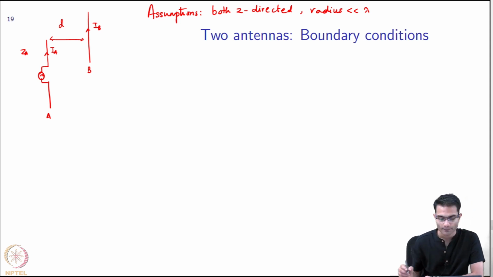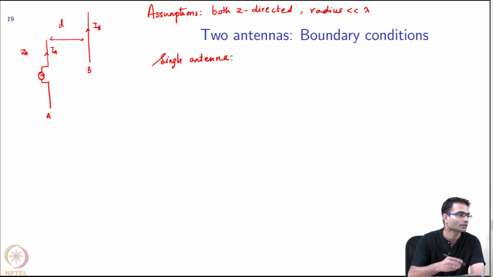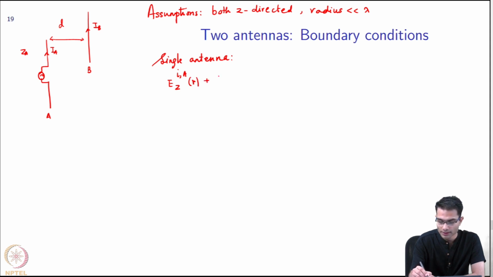Is that okay? So, we will keep comparing with the single antenna case and build the theory of two antennas in the presence of each other. With the single antenna, our boundary condition was Ez due to Ia, the incident field for an element A at r, plus Ez scattered at r is equal to 0 for r belonging to A.